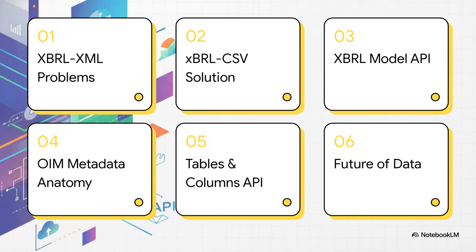Here is our roadmap for this explainer. First, the problem with XBRL XML. Second, the solution through xBRL-CSV. Third, our main focus, the XBRL Model API. Fourth, the anatomy of OIM metadata. Fifth, the API for tables and columns. And finally, a quick look at the future of data processing.